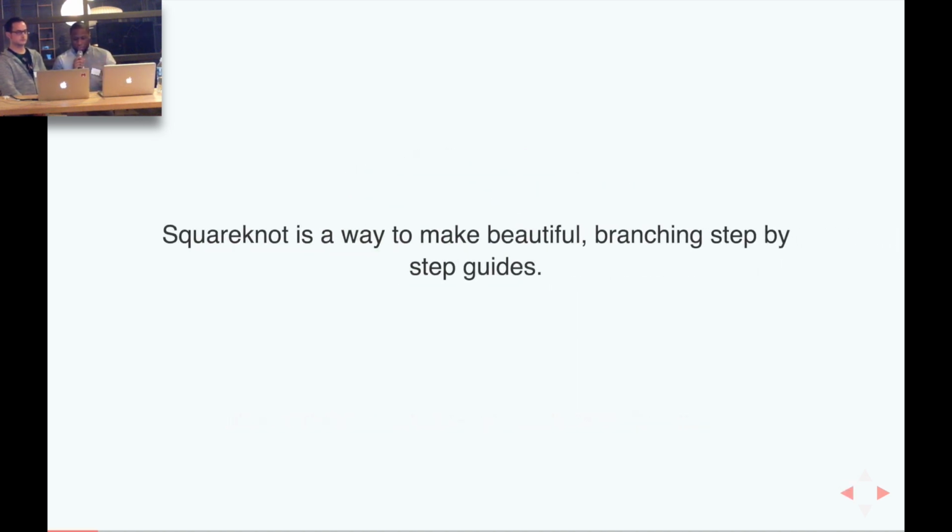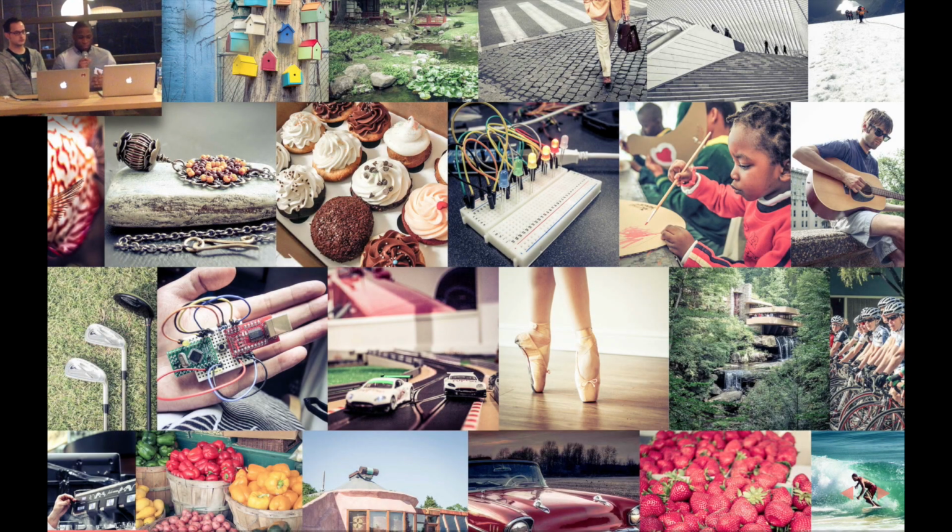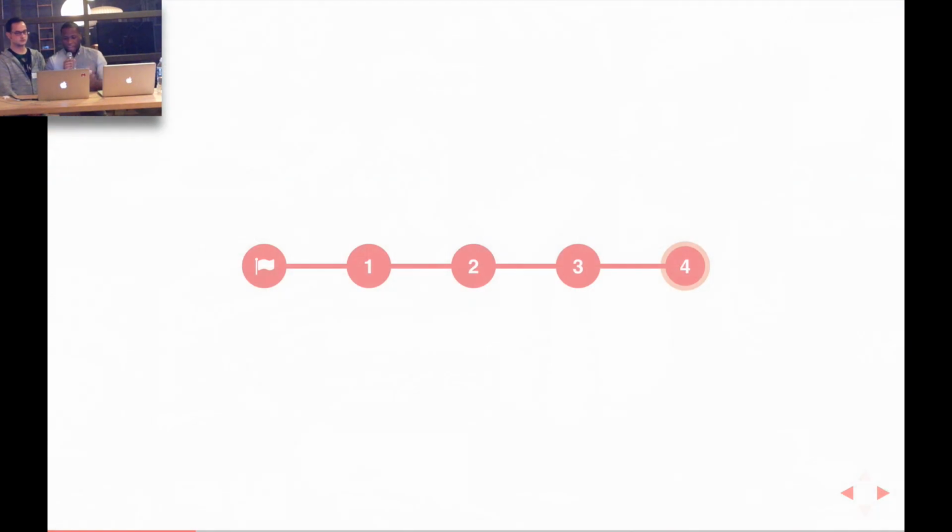So what is Squareknot? Squareknot is a way to make beautiful, branching step-by-step guides in your browser. On Squareknot, you can learn how to bake cupcakes, how to change your oil. You can plan out a trip to Rome if you wanted to. You can learn how to play the guitar. I just put up a project on Squareknot about setting up a Raspberry Pi, so that was cool. But basically anything that can be described in a sequence of steps can have its home on Squareknot.